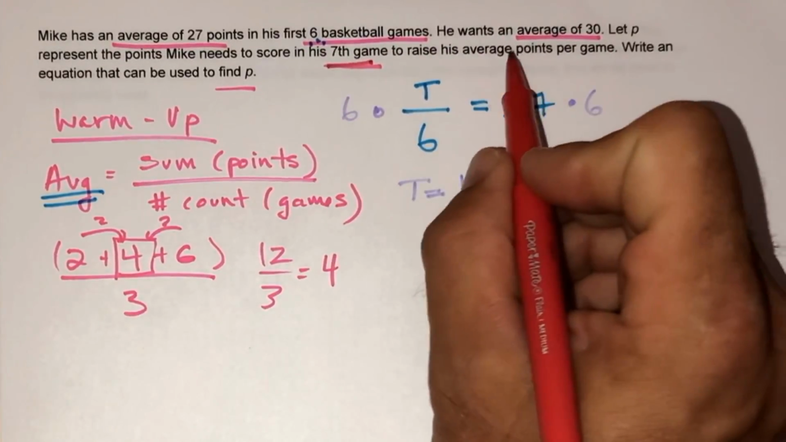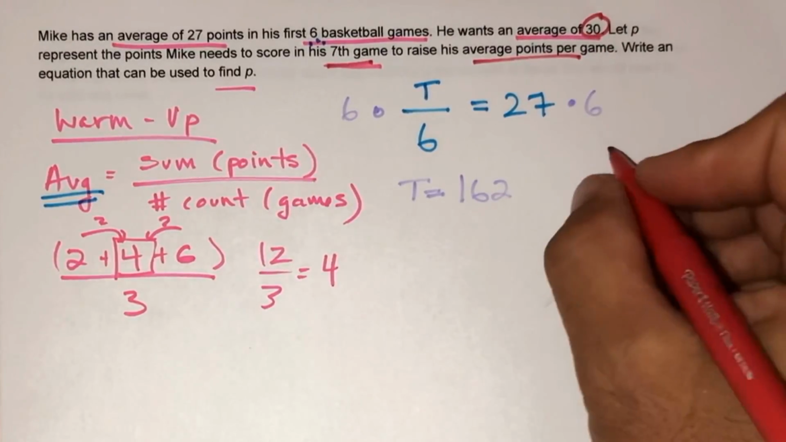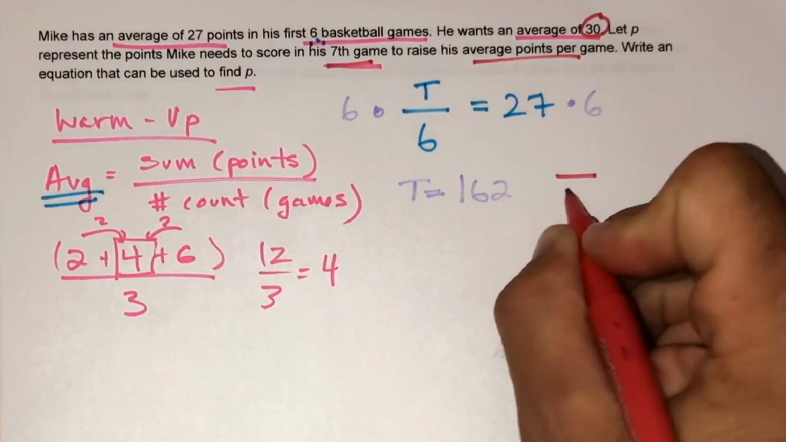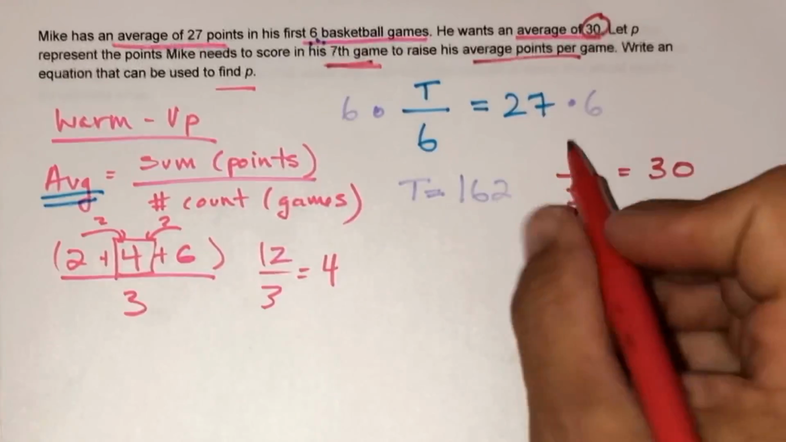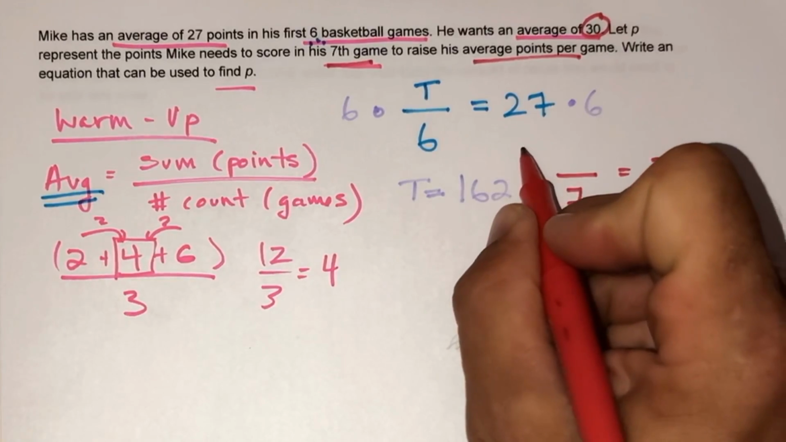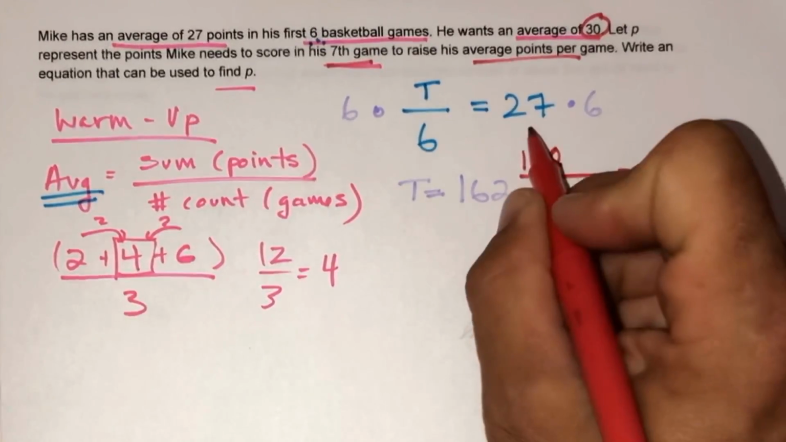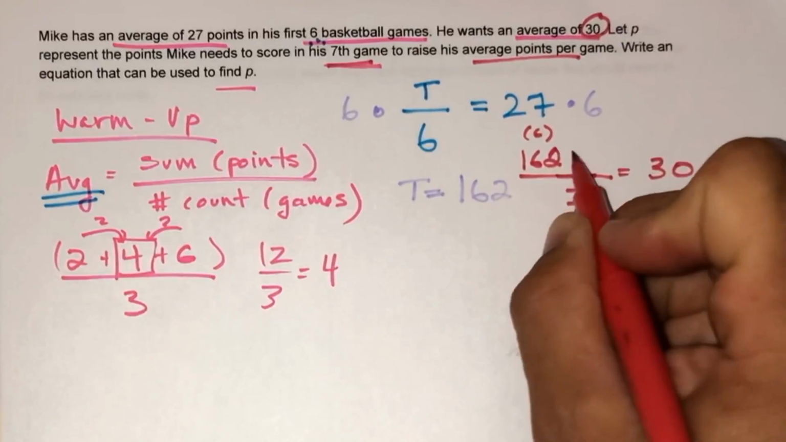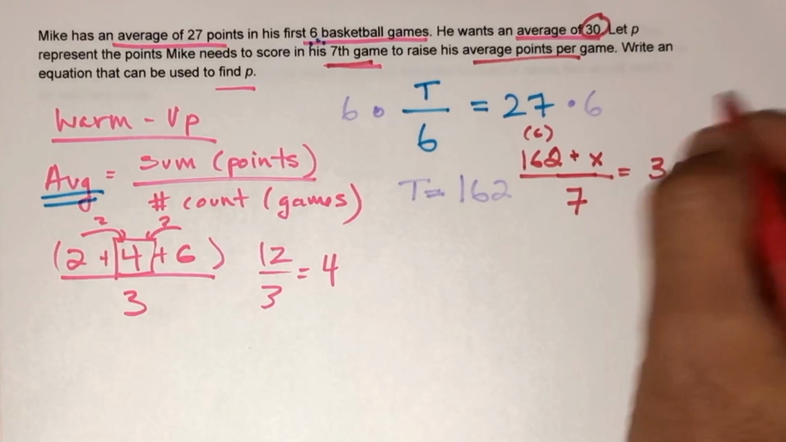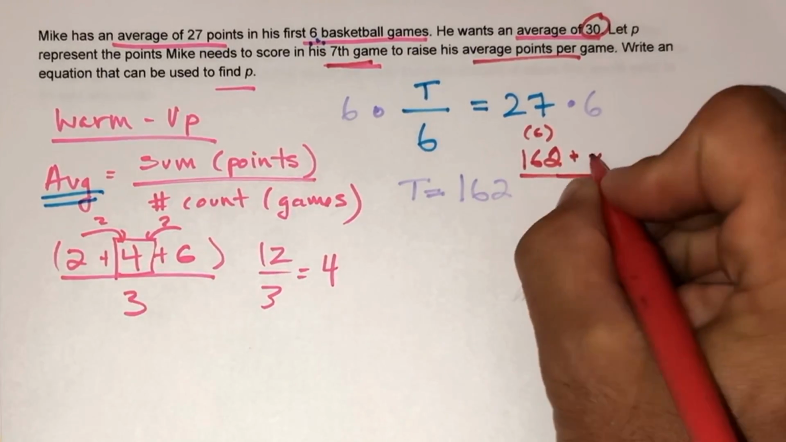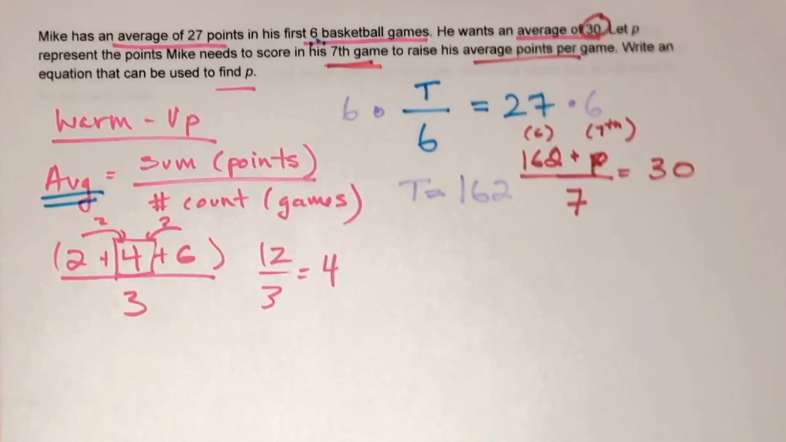Now, when they're asking about, okay, how many points does he need to score in the 7th game to raise his average to 30? So set that up again. Okay, this time we're talking about 7 games. We want an average of 30. We know over the course of the 6 games, he had 162 points. This represents the 6 games here. And then this X, or we wanted to say P in this case, this P is going to represent the 7th game.